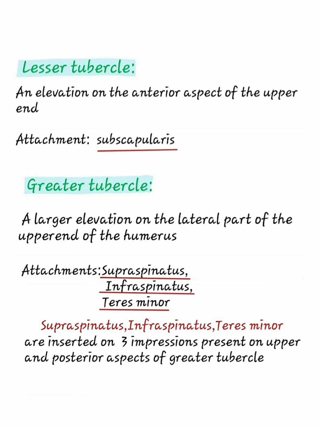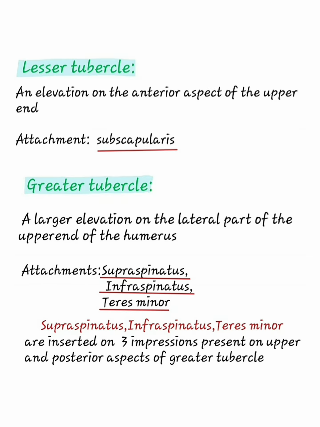Greater tubercle. It is a large elevation on the lateral part of upper end of the humerus. On the anterior aspect of upper end, lesser tubercle. On the lateral part of upper end, greater tubercle.